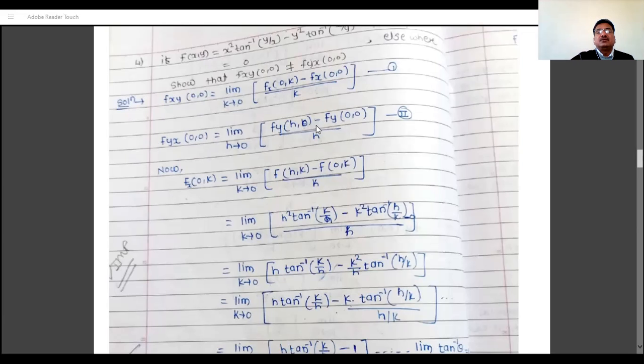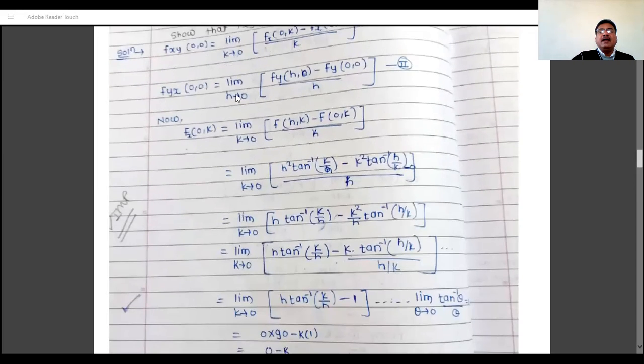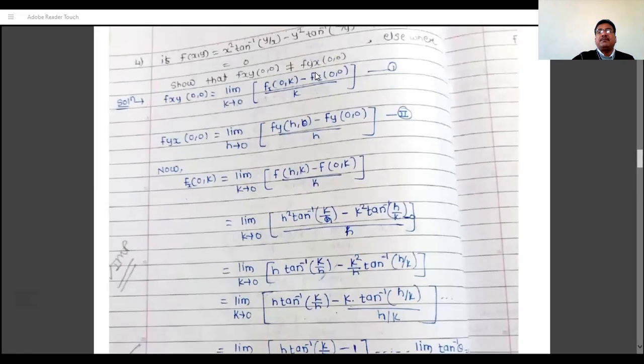Or we can take the meaning of this as this, and the definition of fyx(0,0) as this. Okay. So in some books the definition of this is given as this, and the definition of this is given as this. Or in some books the meaning of fxy(0,0) is taken as the derivative of fy with respect to x, then this is the definition. And if we take the meaning of fyx as the derivative of fx with respect to y, then this is the meaning. So then find all these: fx(0,k), fx(0,0), fy(h,0), fy(0,0).